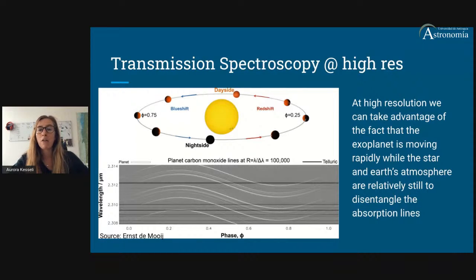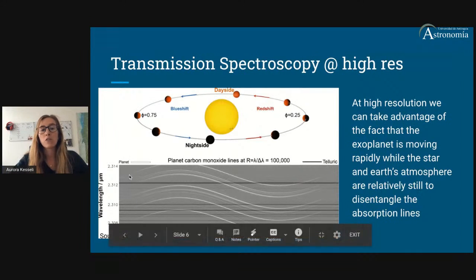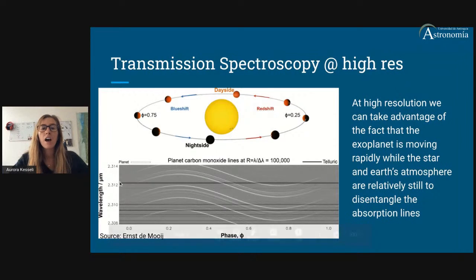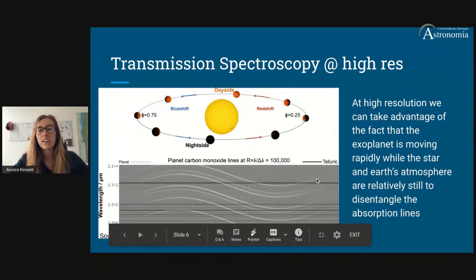If you remember from our center of mass equation, the larger the object or the more massive the object, the less its velocity is going to be. And so the star is basically still, but the exoplanet is moving quickly. And so what you can do is you can use that fact and try to resolve the absorption lines of the exoplanet. And you know its velocity, you know where it should be going. And so you can try to see its velocity path in certain molecules.